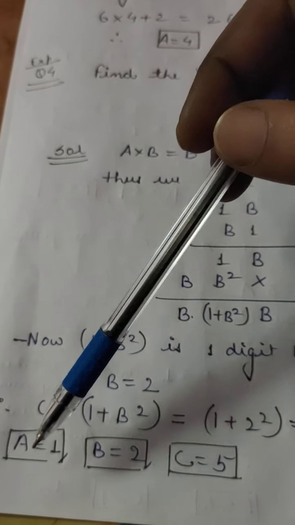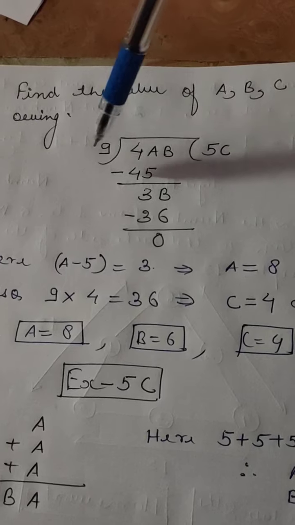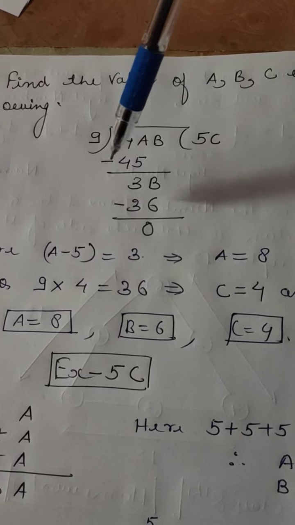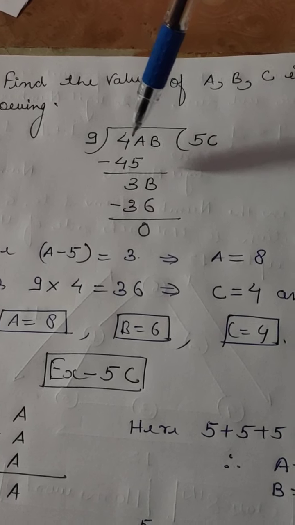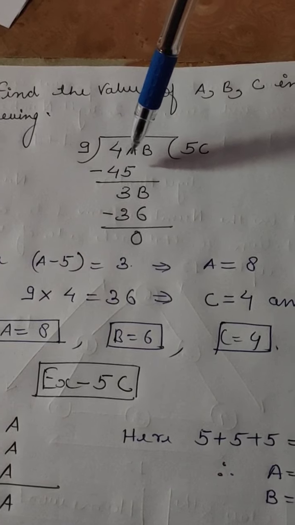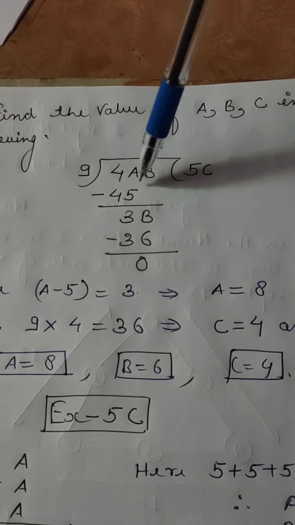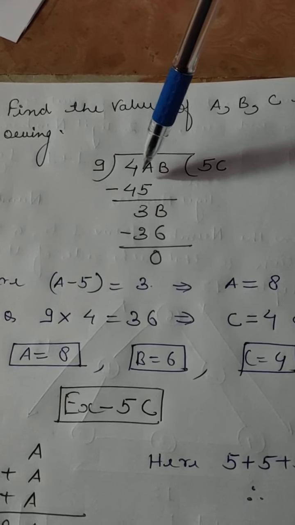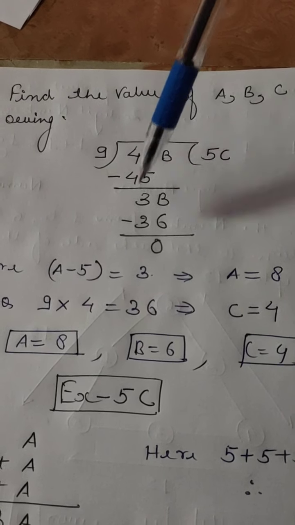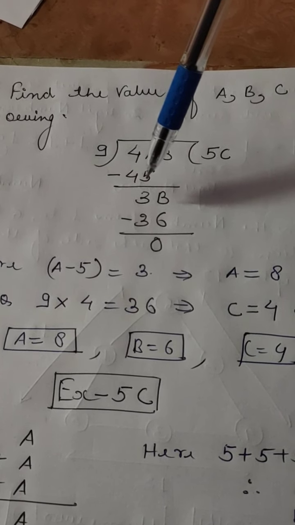Next, I have solved one division problem. Here the division of 4AB with 9 is performed. First it is multiplied by 5. It gives 45 as the result. Then what should be subtracted from A? Here what should be the value of A? That the result is 3. It should be 8. 8 minus 5 will give 3.